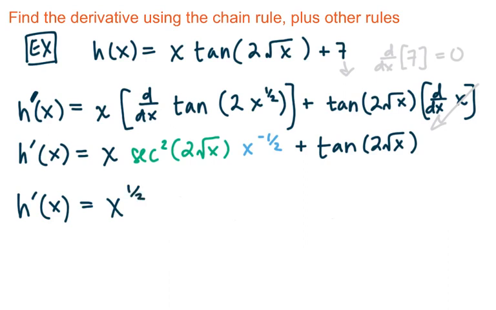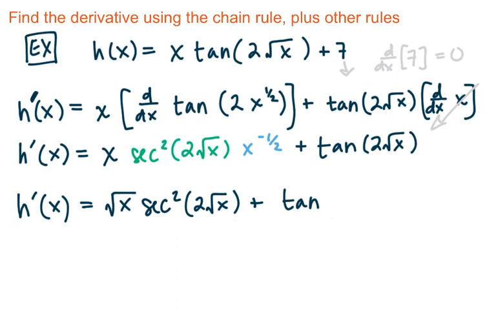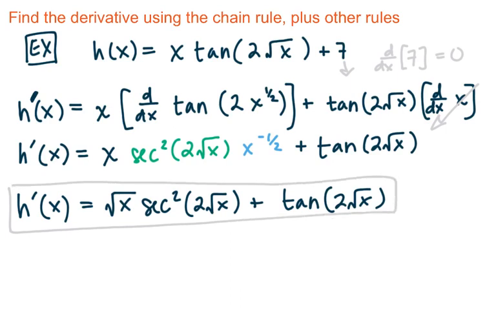And x to the positive 1/2, I can write that as square root of x. So I have square root of x, secant squared of 2 square roots of x, plus tangent of 2 square roots of x. And that's my final answer here for calculating my derivative. Okay, so let's do another example.